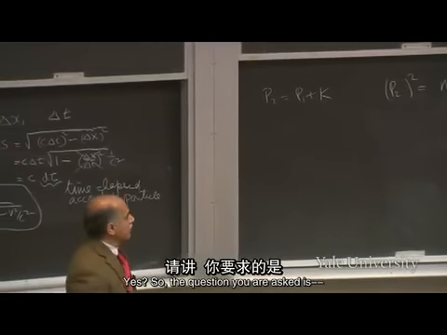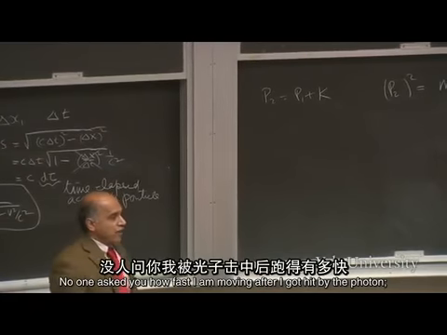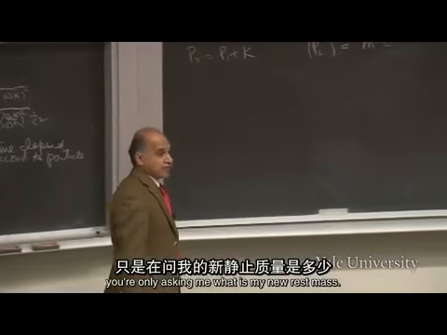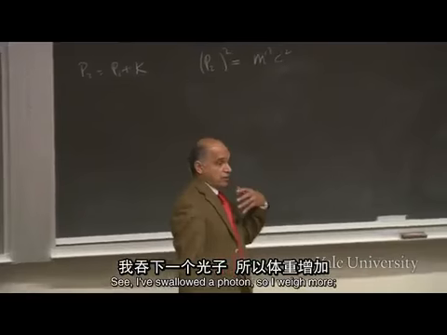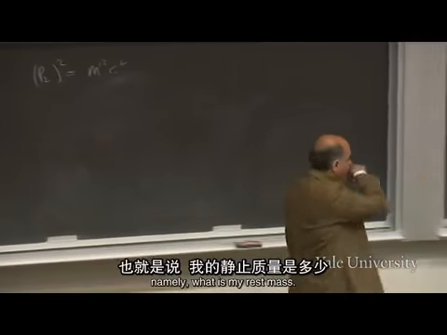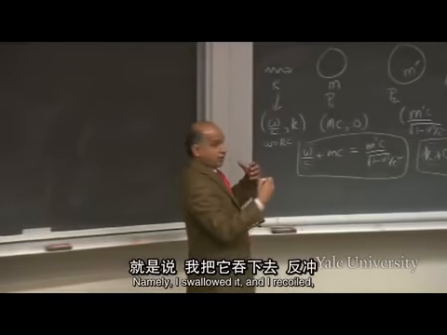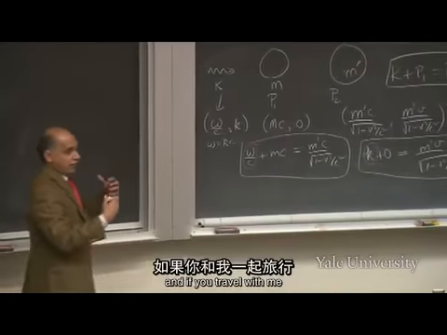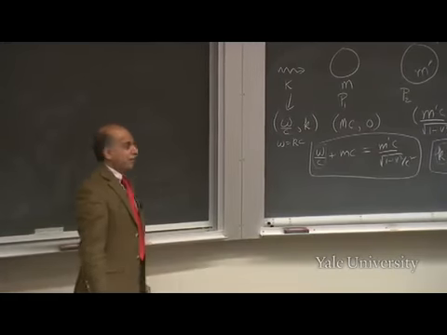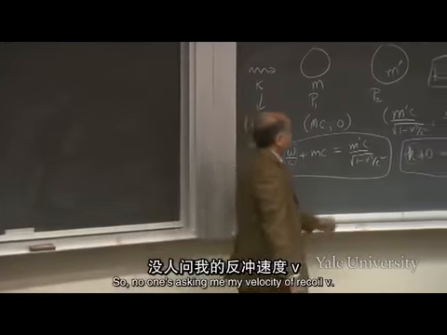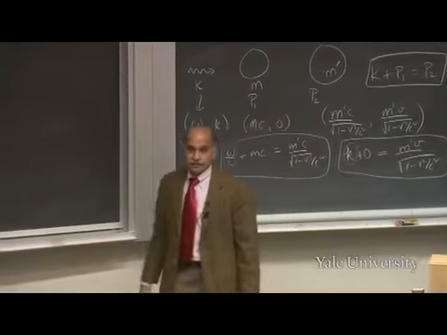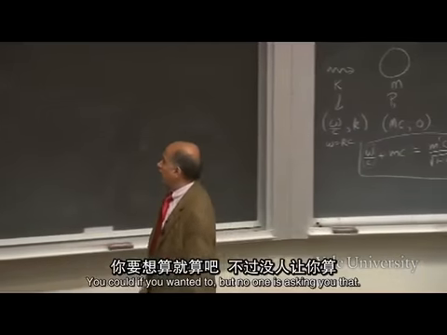So the question you're asked is, no one asked you how fast I am moving after I got hit by the photon. You're only asking me, what is my new rest mass? See, I've swallowed a photon, so I weigh more. How much more do I weigh is the question, namely, what is my rest mass? I swallowed it, and I recoiled, and if you travel with me and find me at rest, what mass m prime will you measure? No one's asking me my velocity of recoil v, so you shouldn't bother to calculate that. You could if you wanted to, but no one's asking you that.